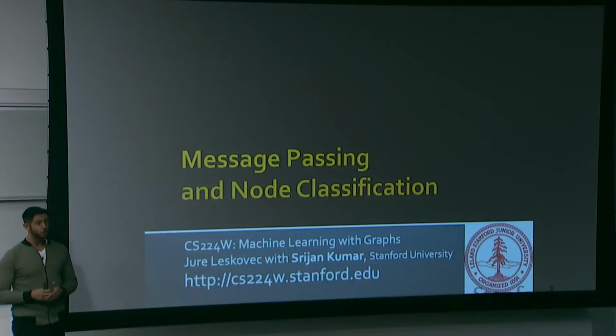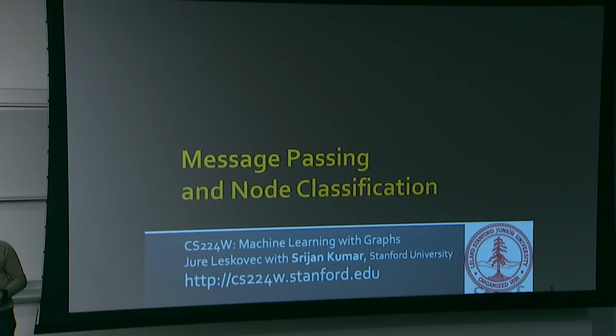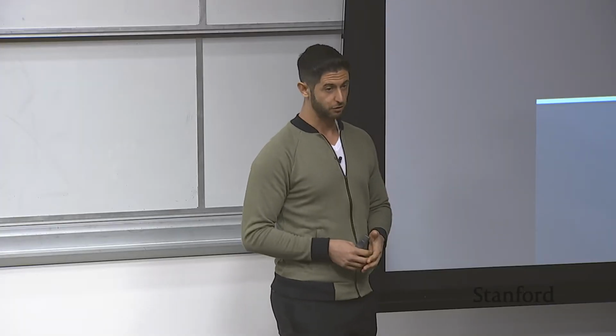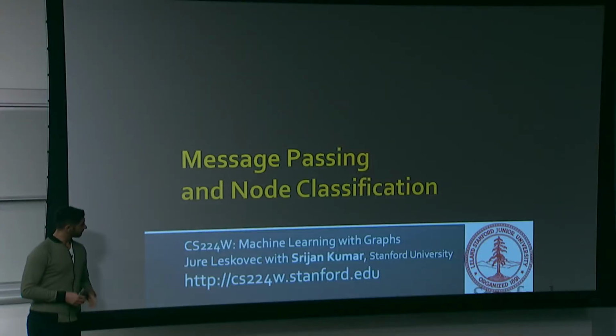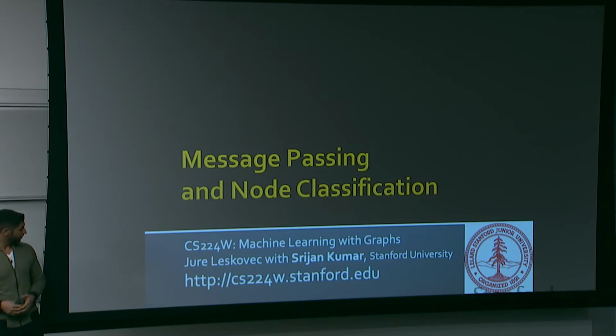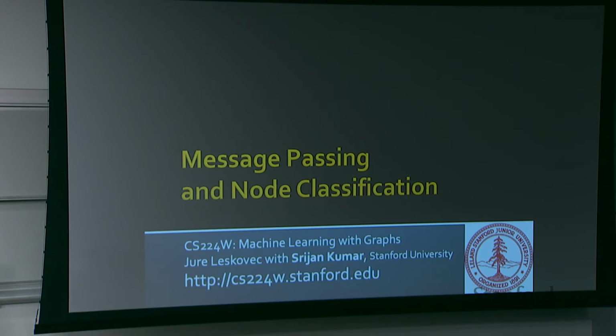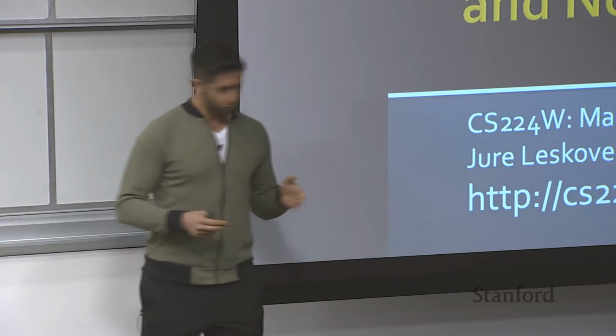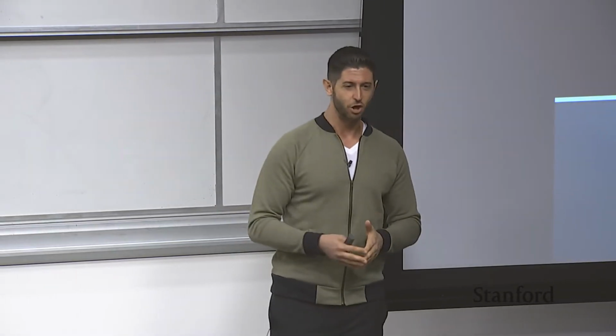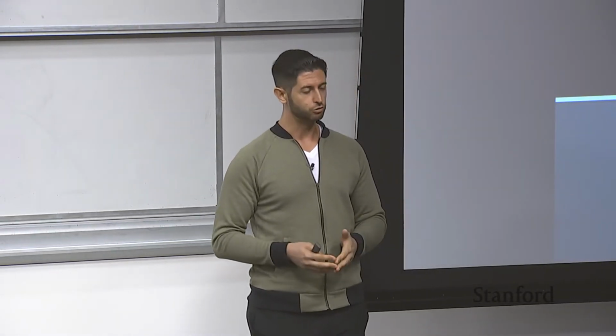Okay, so let's get this started. Today we're basically opening a new chapter in 224W. We're going to start to talk about machine learning applied on graphs. The title of today's lecture is Message Passing and Node Classification. The material has been prepared both by Yure and Srijan Kumar, who was a postdoc in our group and is now moving to Georgia Tech as a tenure-track professor. This part of the course will last roughly 2-3 weeks.